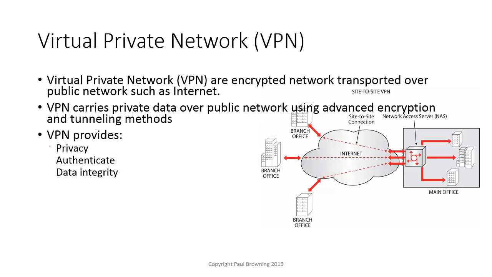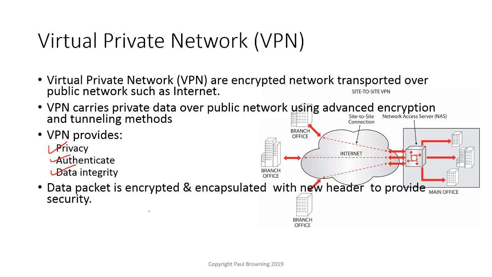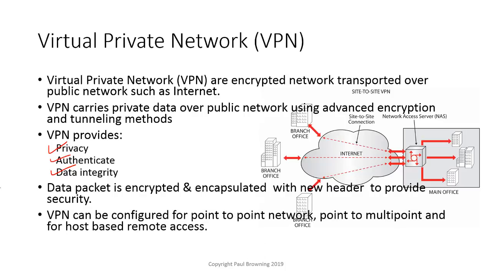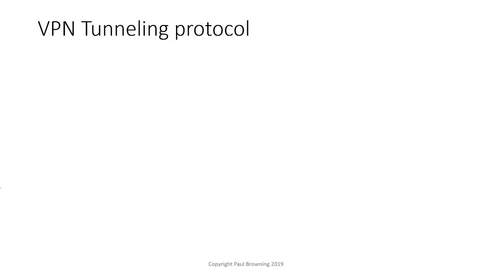You could be asked like a multiple choice, what does your VPN give you? Privacy, authentication, data integrity. The data packet is encrypted and encapsulated, and it's got a new header which provides your security. It can be configured for point-to-point network, point-to-multipoint, or for home-based remote access. And this will be your person working from home basically, but needs to access network resources.